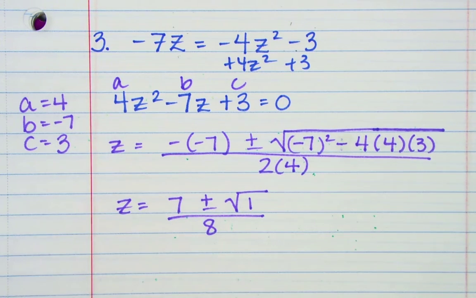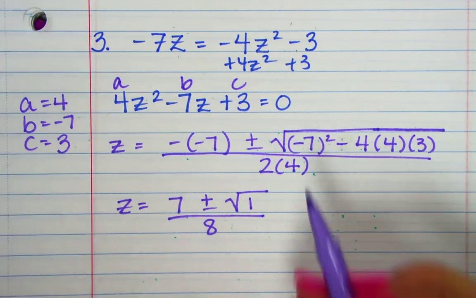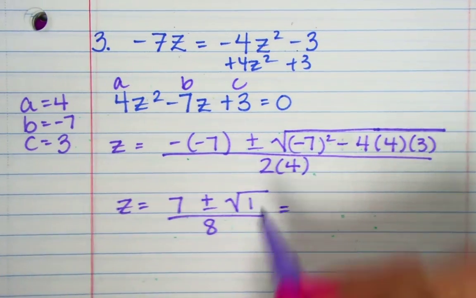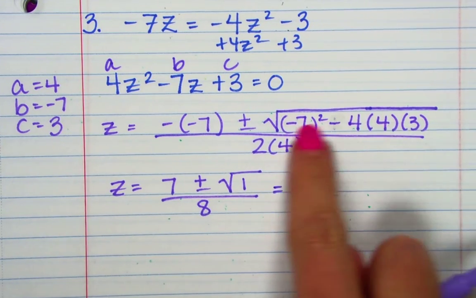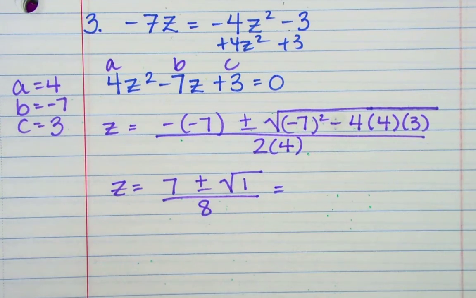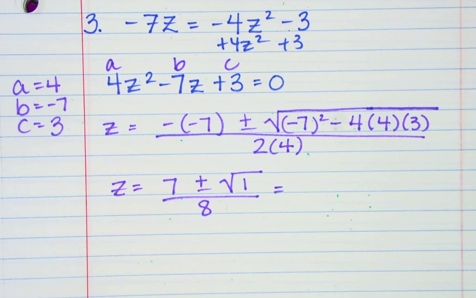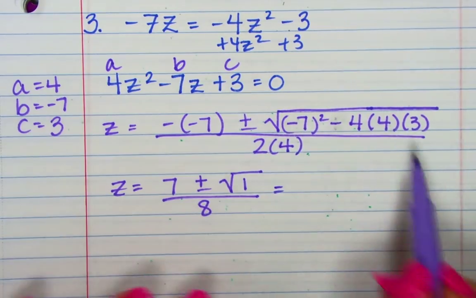Okay, so we should have got to this point. 7 plus or minus the square root of 1 over 8. Well, the square root of 1 is 1. Always square root it, but first get the number, so you can make sure that you have it right. Because if you do the square root and all of that together, and then it's just some decimal, you have to go back and type it all in again. It's easier if you just figure out this is 1.